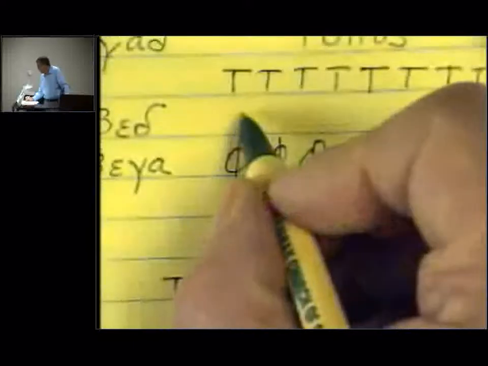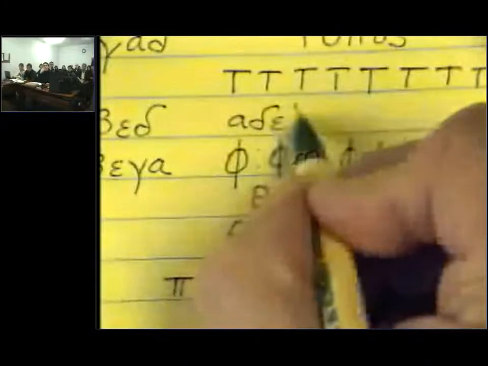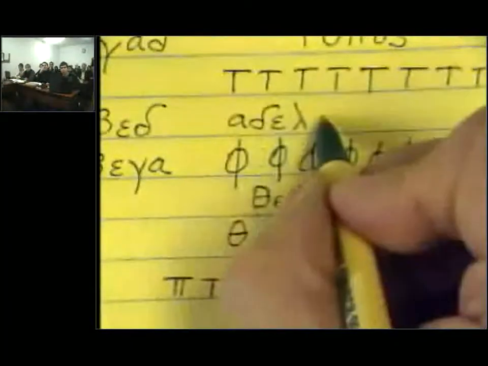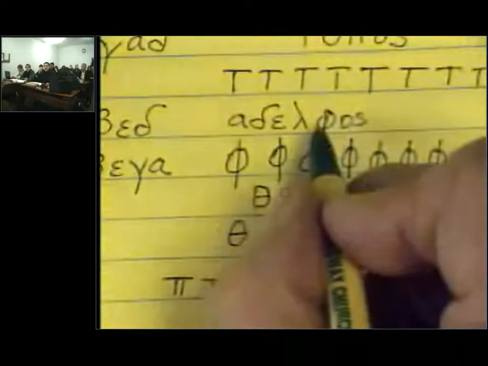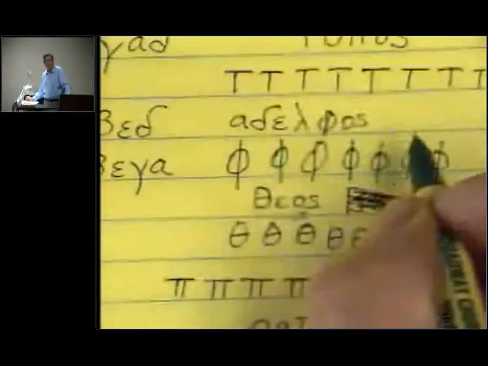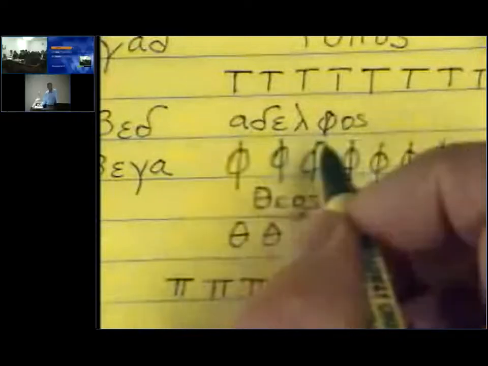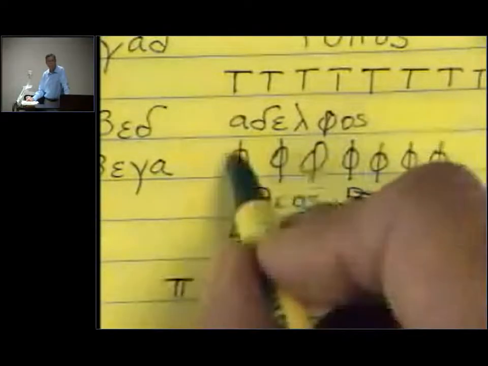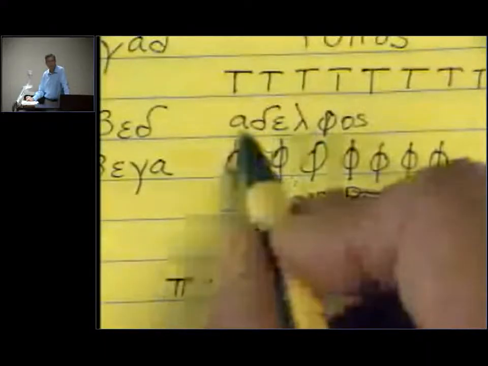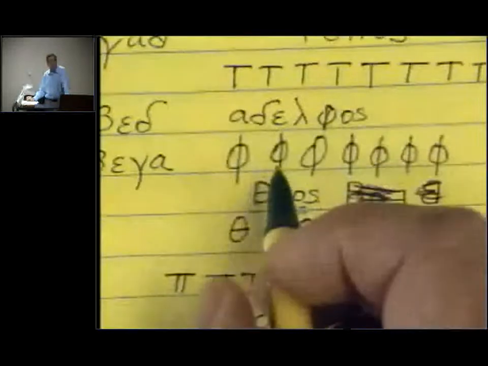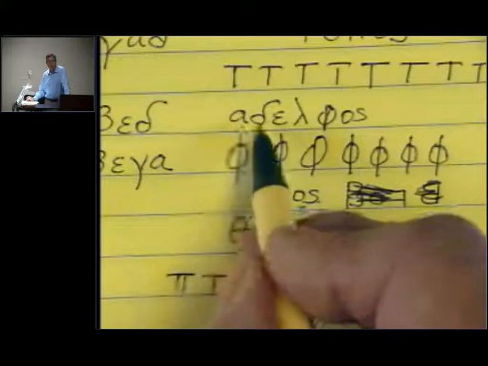Now watch this one right here. Alpha, delta, phi, adelphos. It means brother. Brother. Adelphos. Adelphos.